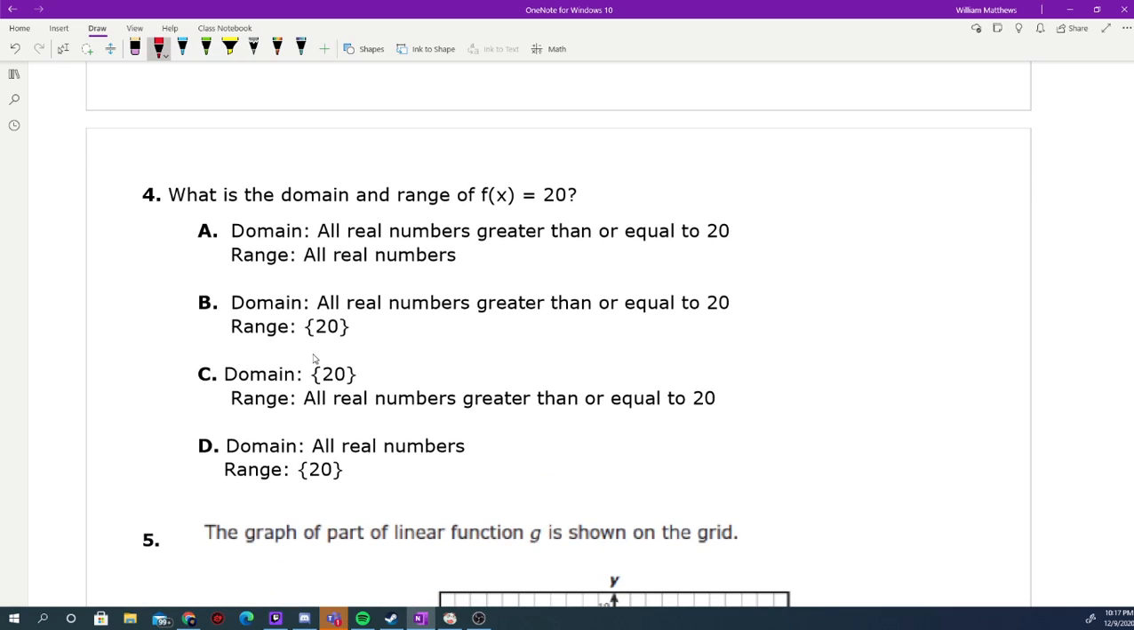This question will pop up. It popped up at the beginning of the school year. It goes, what is the domain and range of f(x) = 20? Now in this case, it only tells us f(x), which is another form of y, is 20. So we know that our y value can only be 20. There is no other number that it can be.